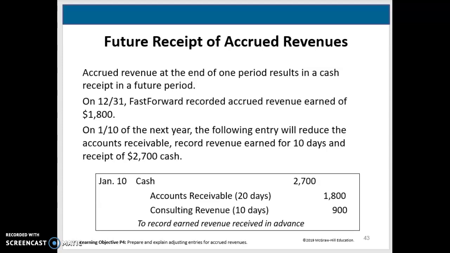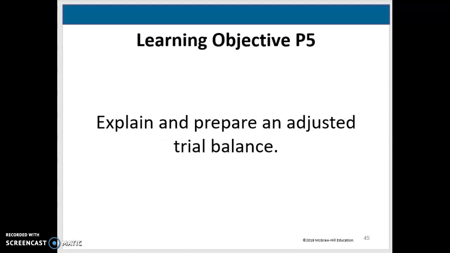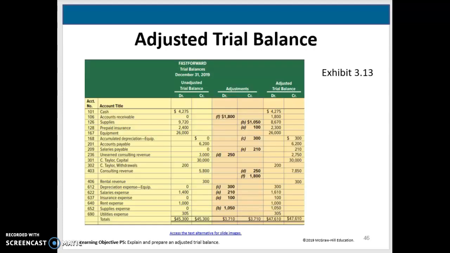All right. The next part we're going to look at is just looking at the trial balance. So in chapter 2, we had the trial balance where we had the list of accounts and their balances, and the debits and the credits had to equal. In chapter 3, we take it one step further. So we have the original trial balance, which we now are going to call the unadjusted trial balance, where we're going to list the accounts and their balances.